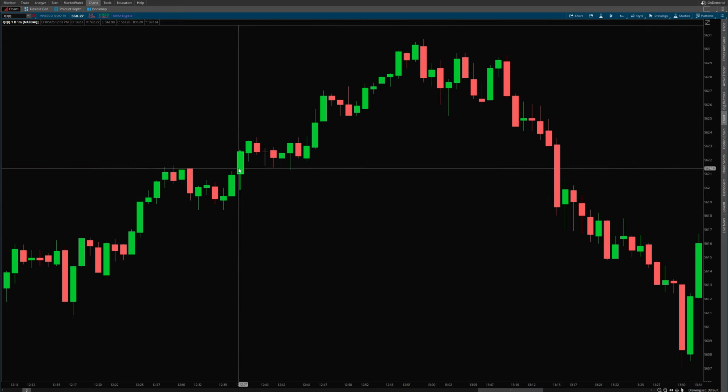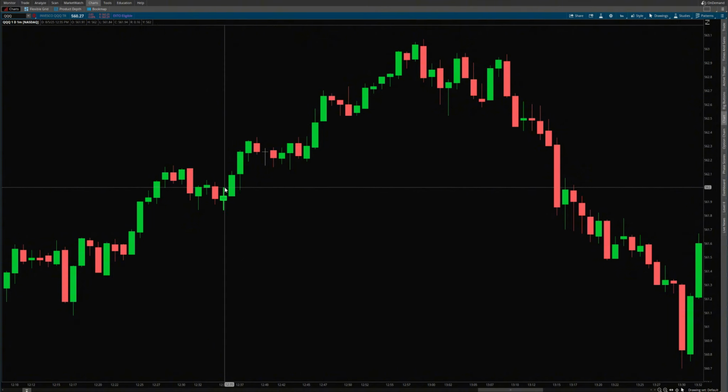So the body represents the open and close price. On a green candle, the open is the bottom of the body, whereas the close is the top of the body. On our example candle, we see here the open, where the candle opened at the beginning of its existence, was at the bottom of the body. The close of the body is where price closed after 1 minute.